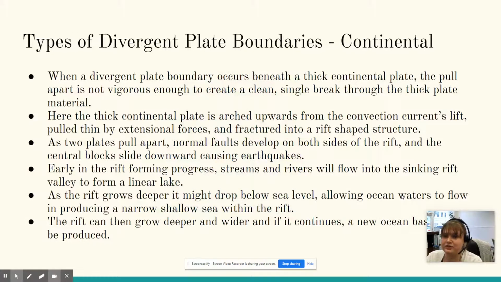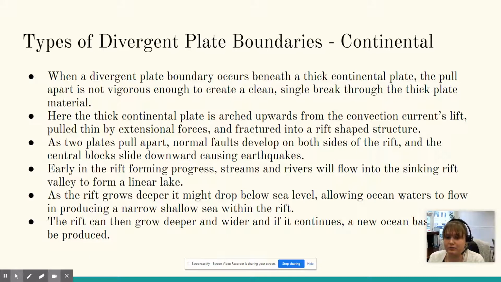The other type of divergent plate boundary is continental. When a divergent plate boundary occurs beneath a thick continental plate, the pull apart is not vigorous enough to create a clean single break through the thick plate material. Here, the thick continental plate is arched upward from the convection current's lift, pulled thin by extensional forces, and fractured into a rift-shaped structure. As the two plates pull apart, normal faults develop on both sides of the rift, and the central blocks slide downward, causing earthquakes.